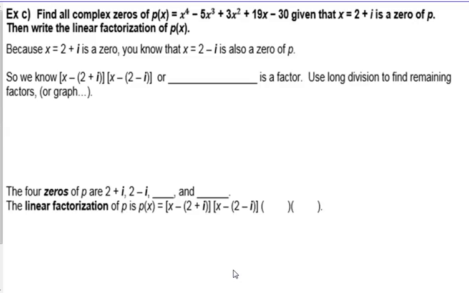All right, we're going to do one more in a long, complicated, painful manner, and then I'm going to teach you the shortcut. It says find all complex zeros of this polynomial given that 2 plus i is a 0. All right, if 2 plus i is a 0, what else is a 0? 2 minus i. Okay. How many zeros does this have total?